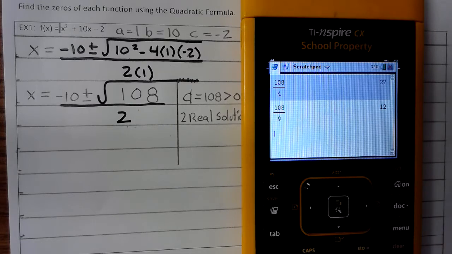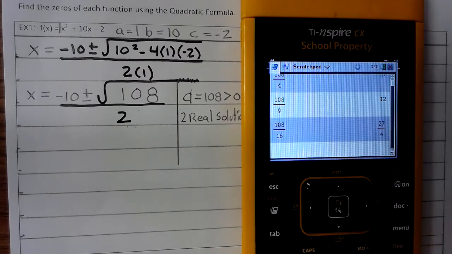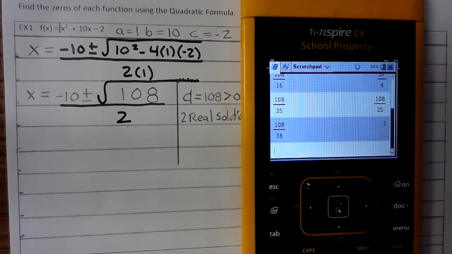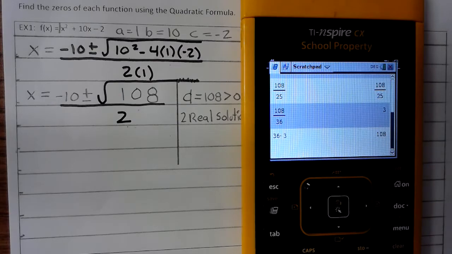Now let's see if we can go even bigger. We know that the next perfect square is 16. So 108 divided by 16. That doesn't work. The next one, that was 4 squared, 5 squared, 25. So 108 divided by 25. That doesn't work. The next one is 6 squared, 36. So 108 divided by 36. That's as big as we can go. So now we know that 36 times 3 is 108.